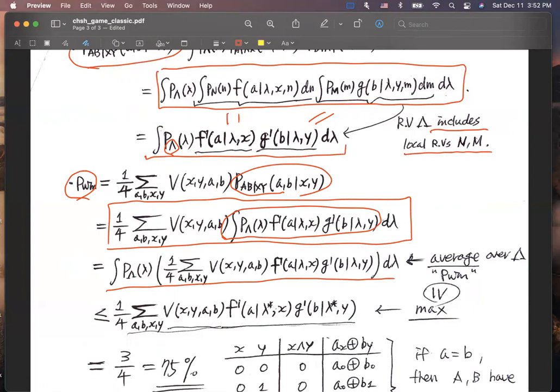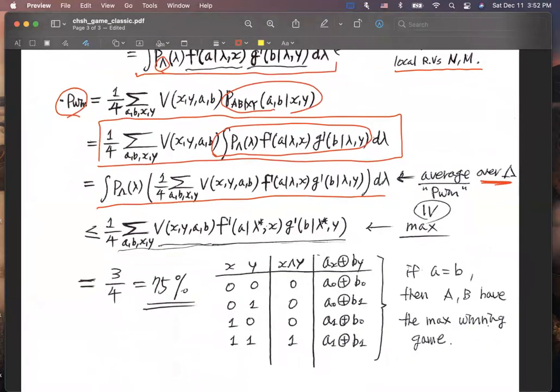which is the average winning probability over all game strategies. But as we know, the maximum is always greater than the average. So we have this new expression, f prime of a given lambda star, x, times g prime of b given lambda star, y. So we need to find the maximum game strategy.